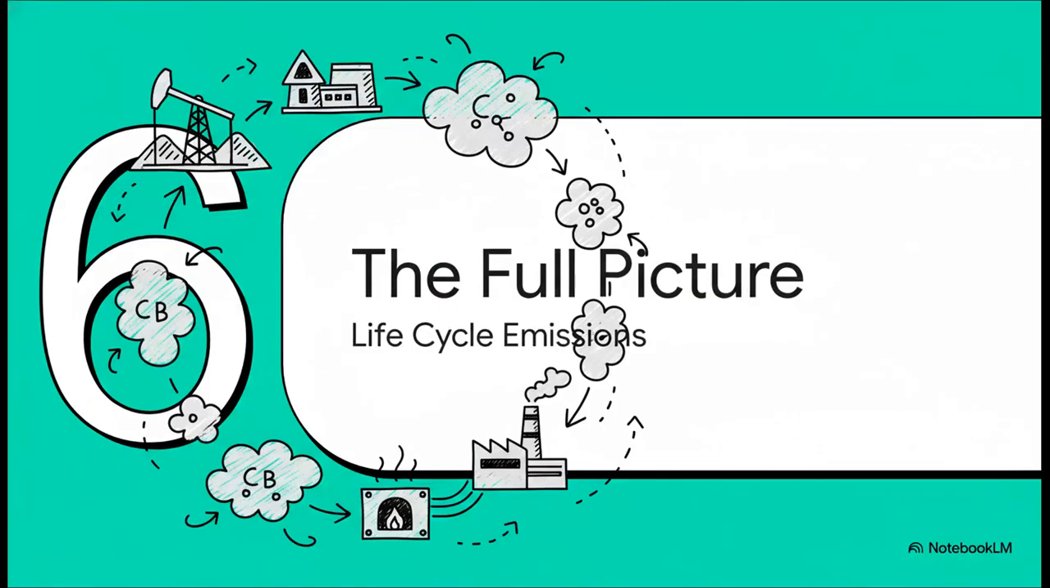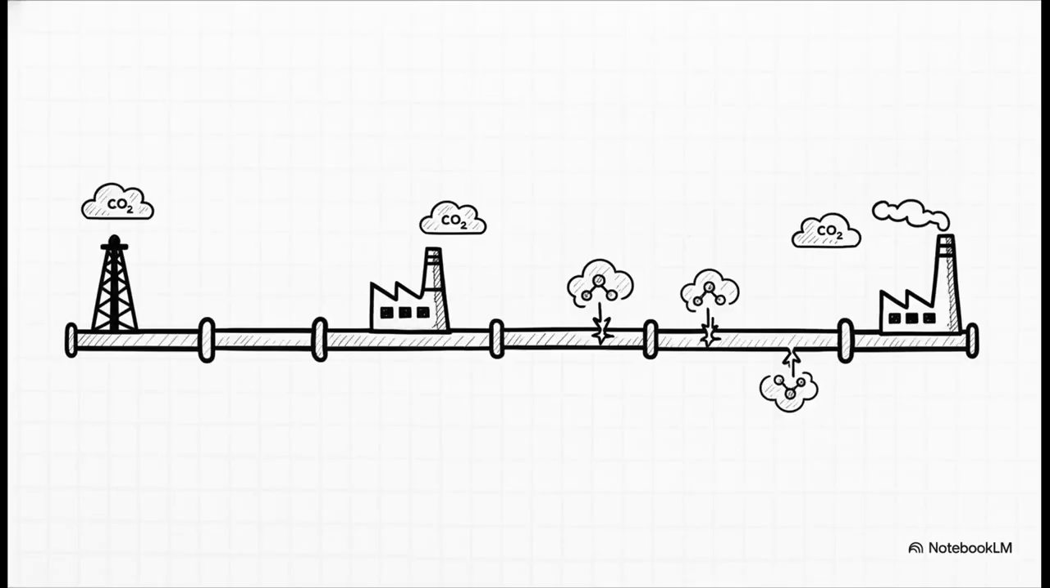But wait, the story doesn't actually start when the gas arrives at the plant. To get the full picture, we have to account for all the emissions it took just to get that natural gas to the burner in the first place. This is what we call the life cycle perspective. These upstream emissions include everything from extracting and processing the gas to transporting it through pipelines. But, and this is a big one, it also includes fugitive methane leaks all along that supply chain.